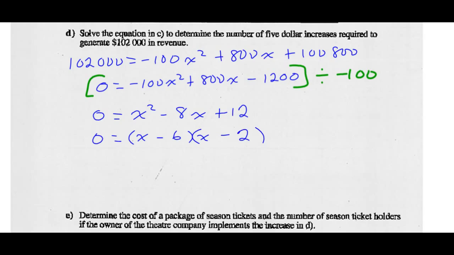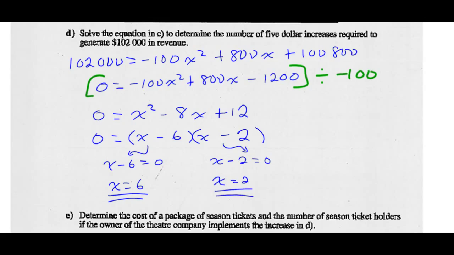Solve each of these simple equations after we set them equal to 0. So x minus 6 could equal 0, or x minus 2 could equal 0. Therefore, x equals 6, or x equals 2. What does that tell us? That tells us that there's two situations that will occur that will give us a revenue of $102,000.